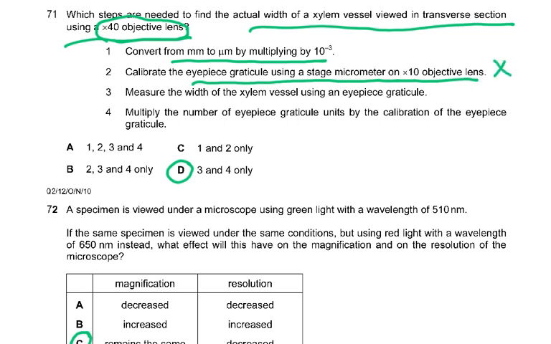Now that was very easy. If you could know 2 was out, so 2 was here also, 2 was here also, and 2 was here also. So A, B, C are all wrong. And that left you only with D. That's called smart work. That's called smart thinking.